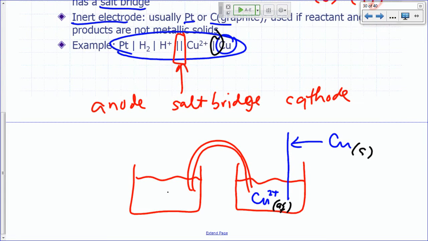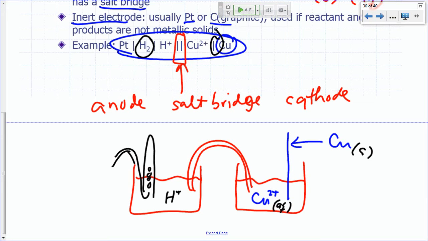What about H plus and H2? So you have an acid here with H plus, right? And what do you know about H2? That's a gas, right? So I have to be bubbling in some gas in here. So I have to have some kind of contraption here where I can bubble in some gas. So maybe a tube that would bubble in some hydrogen gas there, a source of hydrogen.